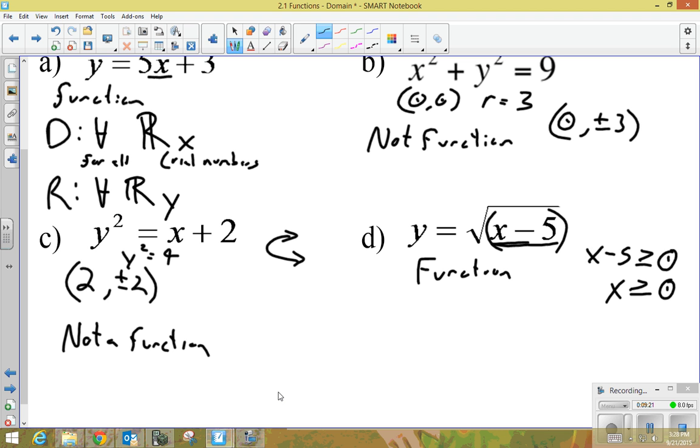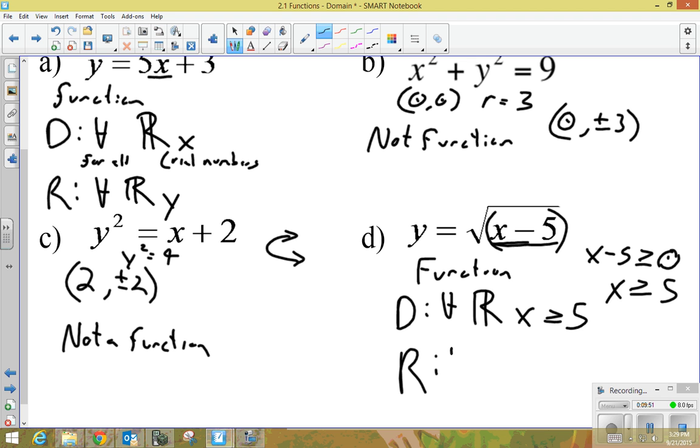So this is a function, and my domain is going to be for all real x's greater than or equal to, add 5 to both sides, and I get 5 here, greater than or equal to 5. Now my range values. So my range, I know I can't have negative numbers. It's a square root of something. So it's going to be for all real y's greater than or equal to 0.